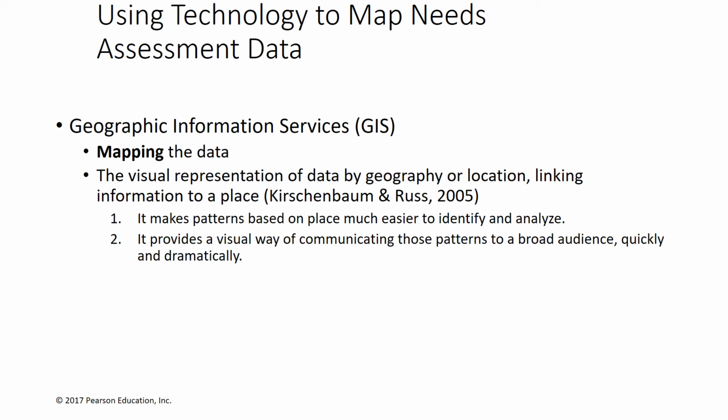Okay, using technology to map needs assessment data. So GIS, Geographic Information Systems. Think of a map. Think of Google Maps, or let's think of Zillow. Zillow is a real estate website, and you can enter some search criteria for different types of homes, and then Zillow will return a map to show you where homes that match that criteria are located.